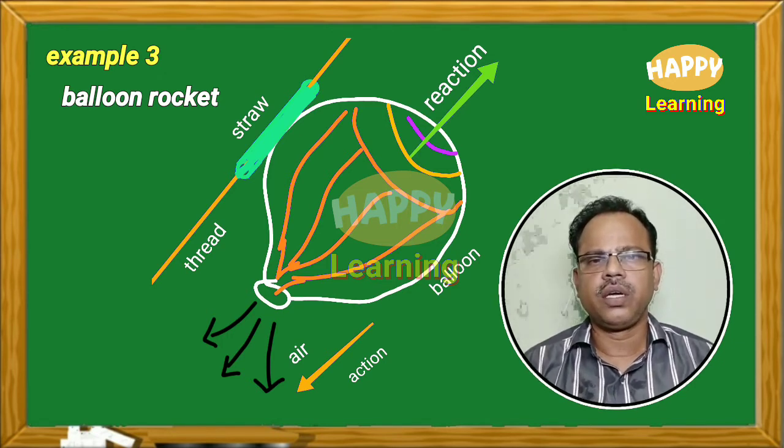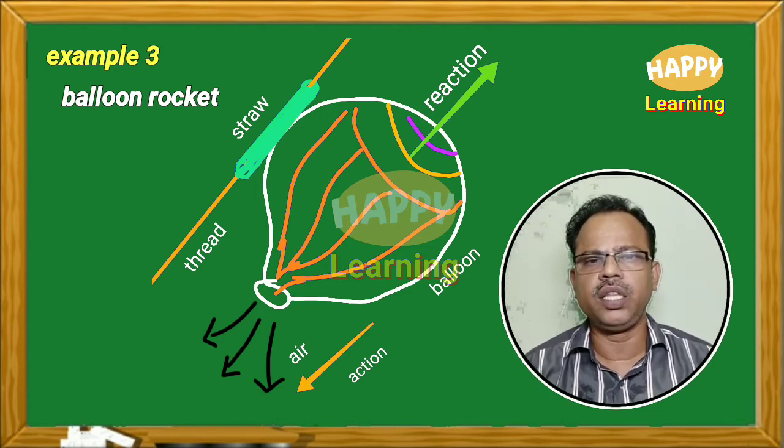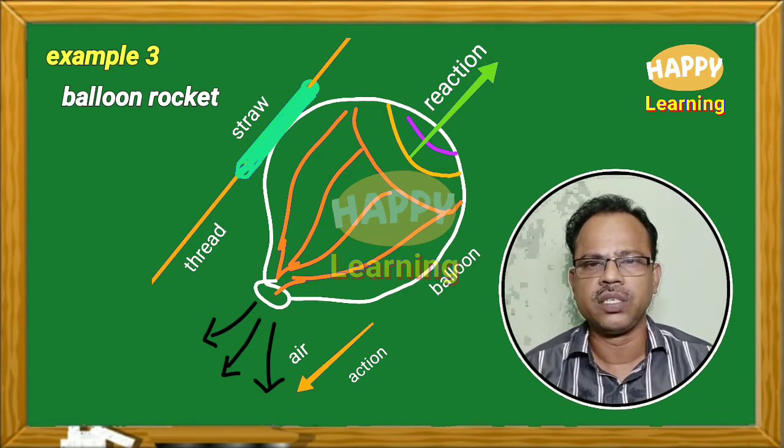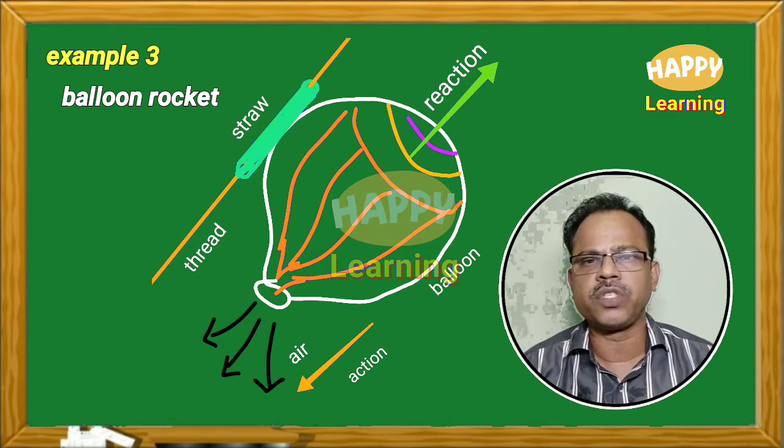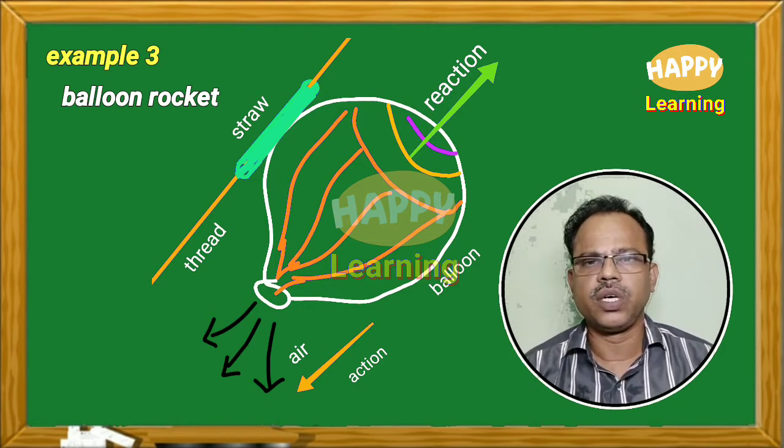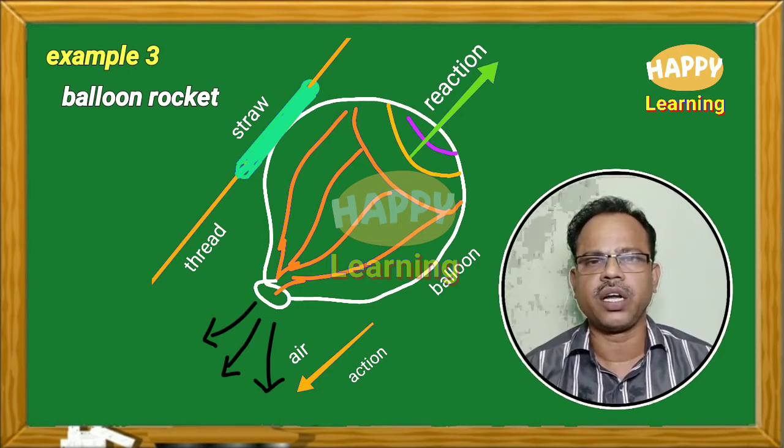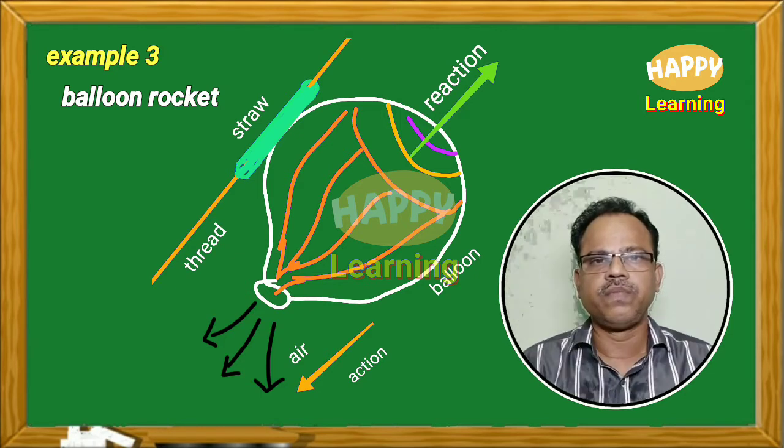The force applied by the balloon on the escaping air is the action, and in turn the escaping air applies a force on the balloon, that is called the reaction. So here action and reaction are equal in magnitude and opposite in direction.